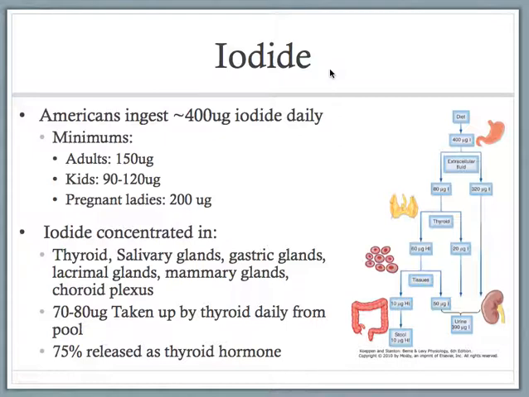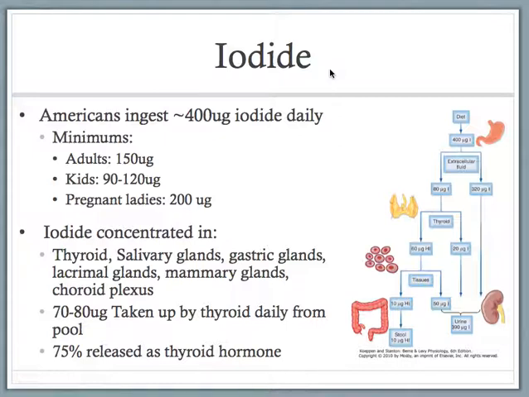So iodides, the typical American has about 400 micrograms of iodide daily in their intake through the diet. And that's way more than we need. So the minimum for adults is 150 micrograms, for kids 90 to 120, pregnant individuals 200 micrograms. So we're getting more than we need. And the good thing about taking in some iodine is that we can store it for some time so that it's available to be utilized to turn into thyroid hormone.